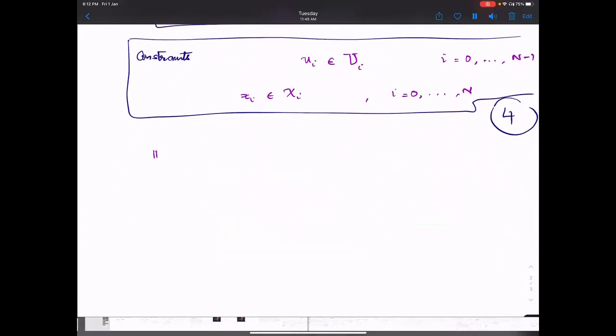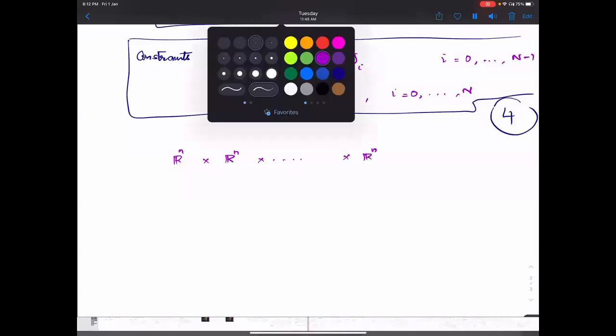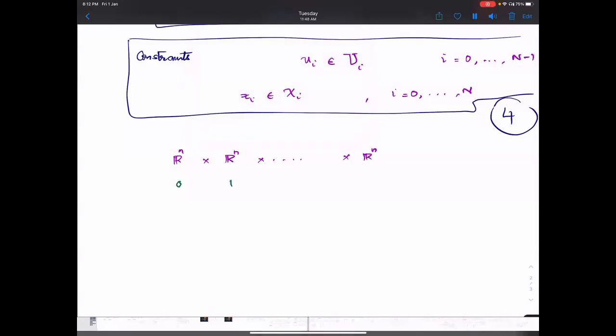which at each point, so let's name the stages as, so you have Rn cross Rn cross Rn. So this is at stage 0, 1, and till n. So this is the horizon over which you're considering the optimal control problem.